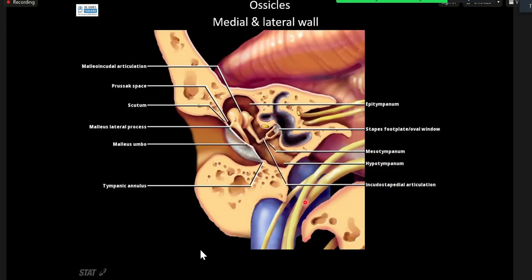So once again, this is the portion of the malleus which is attached to the tympanic membrane. Then the head goes into the epitympanum, and then this is the body of the incus, the short process, the long process, incudostapedial joint, anterior crus, posterior crus, and this is the footplate which is on the oval window of the cochlea.